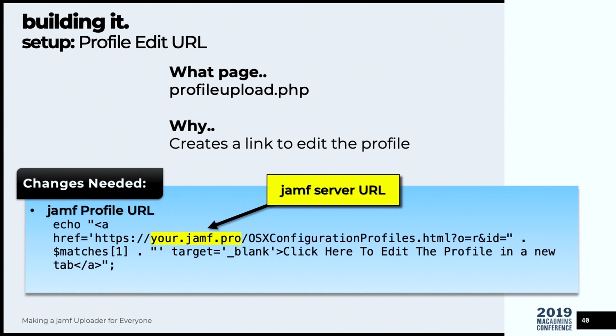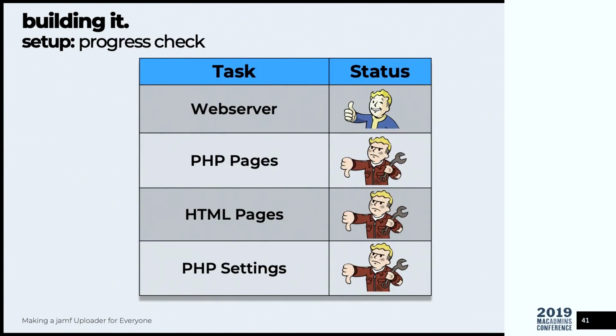So let's see. Let's take a look at our progress check. I like lists. We have our PHP pages done. So we got 2 out of 4. I don't like the thumbs down still, so let's fix it.